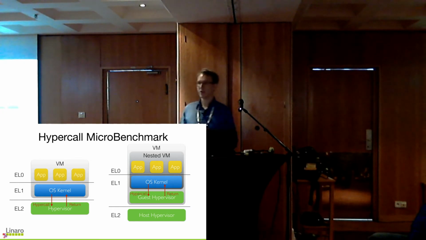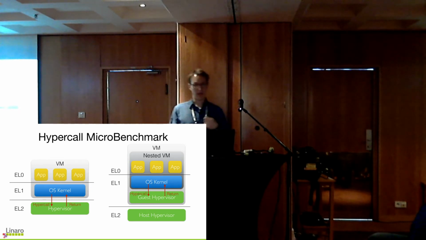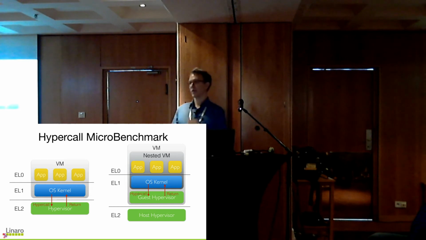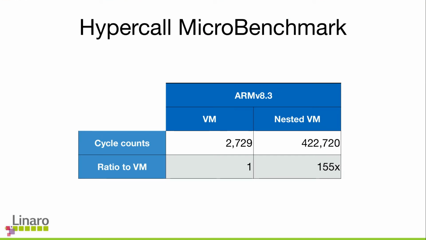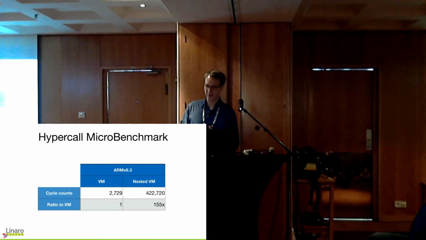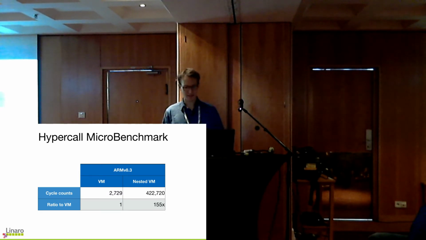For a nested VM, you do the hypercall from within the nested VM, and you wait until the guest hypervisor handles it, and then when you come back, you know your result. So it looks like this. We have a little less than 3,000 cycles on a normal VM and a little more than 400,000 cycles on a nested VM. So that's a slowdown of 155-ish.